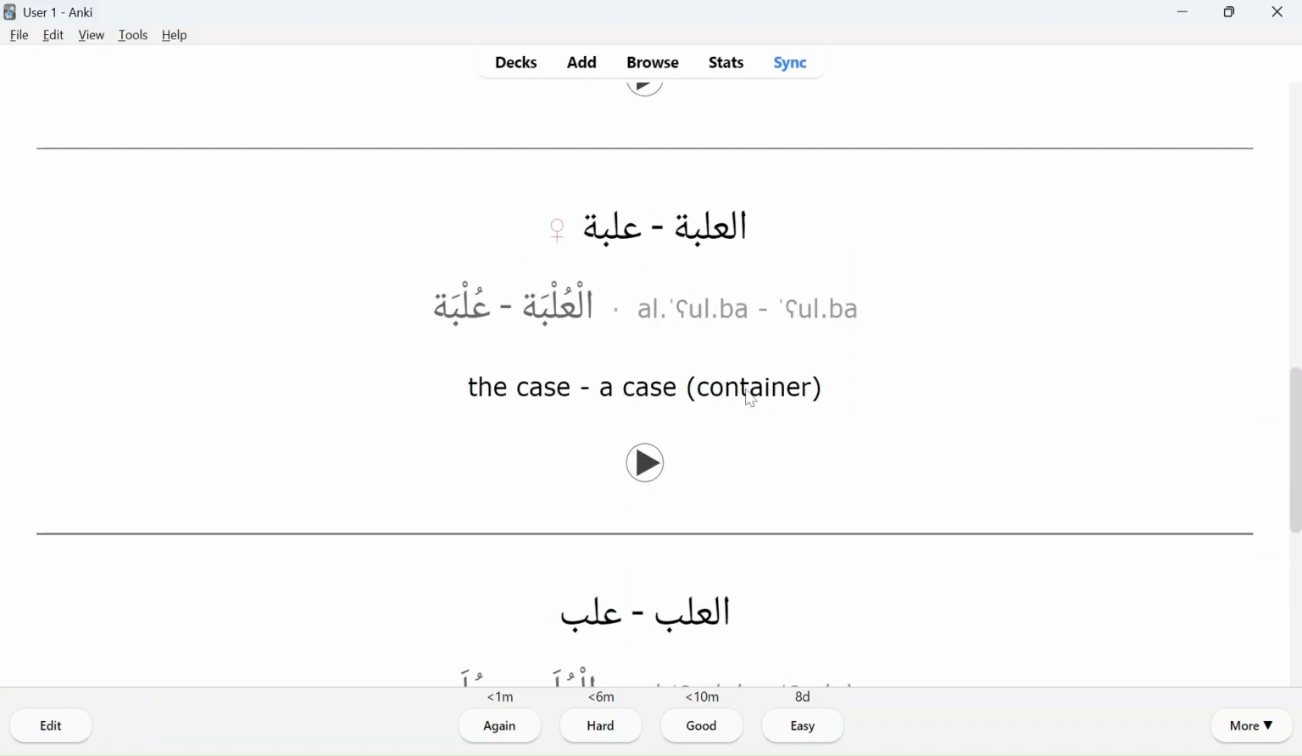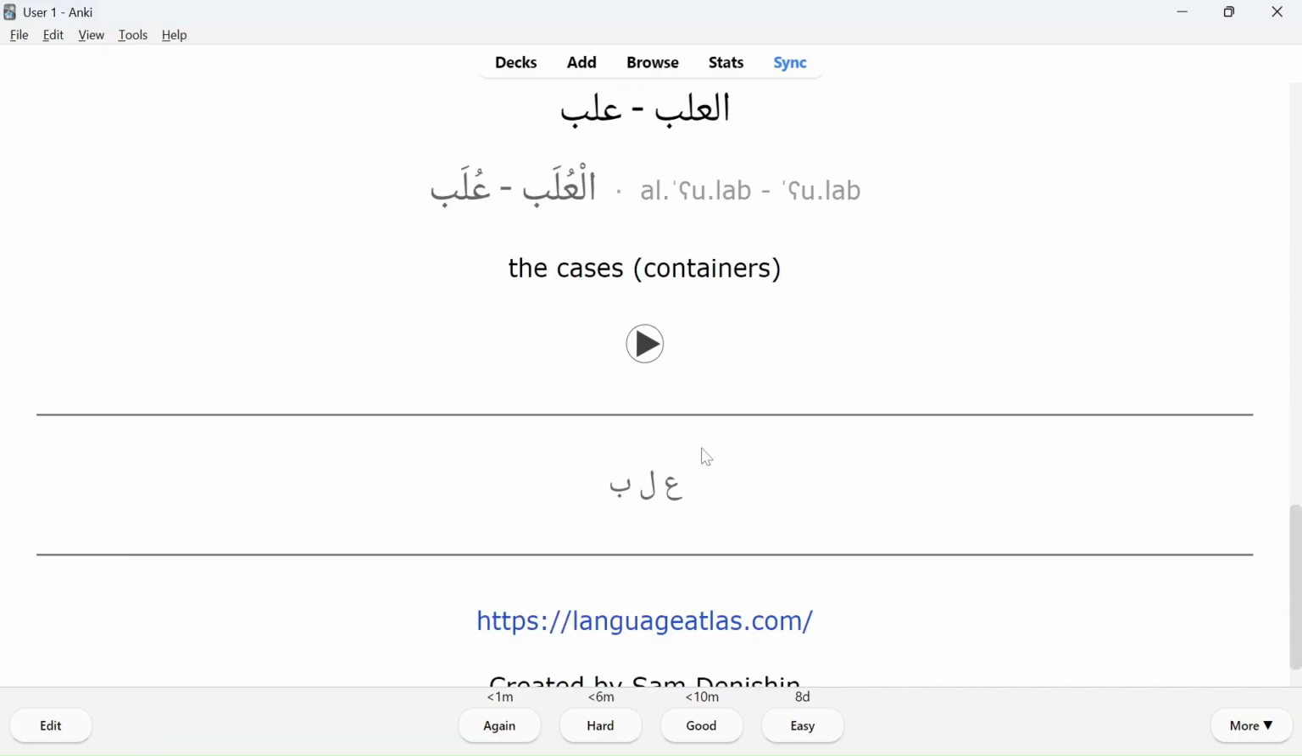And this makes sense because, of course, we're learning the word the case, which is a form of a container. So a very important thing, there's no need to immediately memorize all of them, but I would recommend having a look at them, and over time you'll be able to spot patterns, and this will really help you when it comes to understanding the Arabic language and becoming better at it.